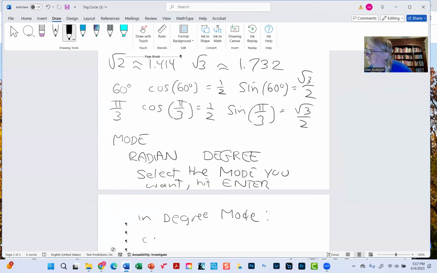All right, let's try that again. Cosine 60. And of course, on this calculator, every time you want a result, you have to hit the enter button. So you hit cosine 60, close parentheses, enter. And it does, in fact, come back 1.